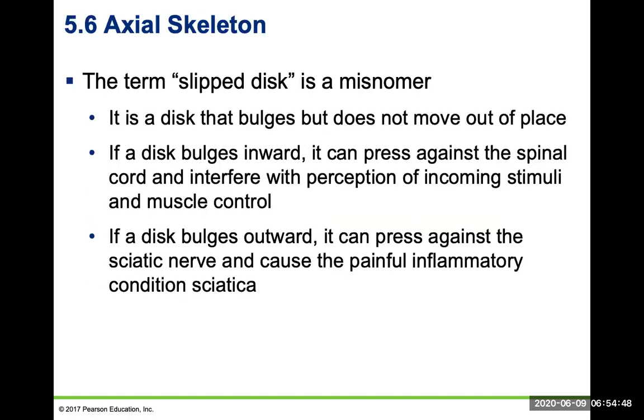The term slipped disc is a misnomer. It's the word for a disc between your vertebrae that bulges but does not move out of place. And if a disc bulges inward, it can press against your spinal cord. It can interfere with perception of incoming stimuli and muscle control. If a disc bulges outward, it can press against your sciatic nerve and cause an extremely painful inflammatory condition called sciatica.